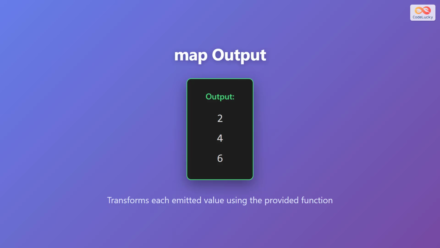Here's what the map operator produces. The output shows 2, 4, and 6. Each original value was transformed by multiplying it by 2. The map operator applies your transformation function to every single value that flows through the stream.